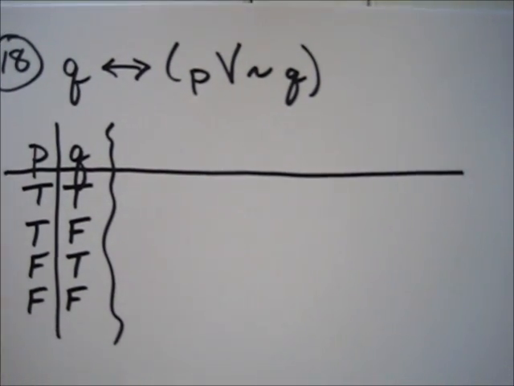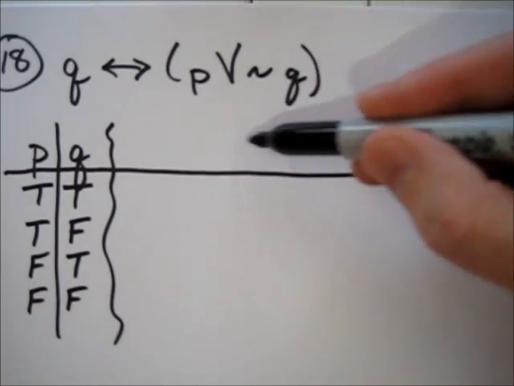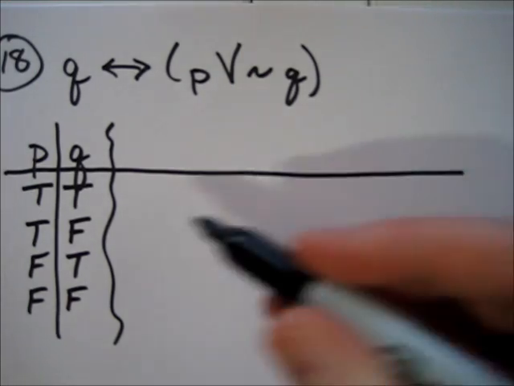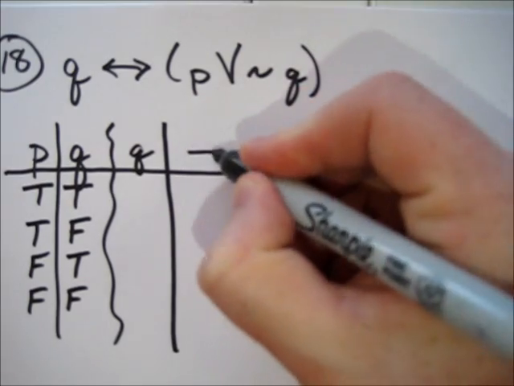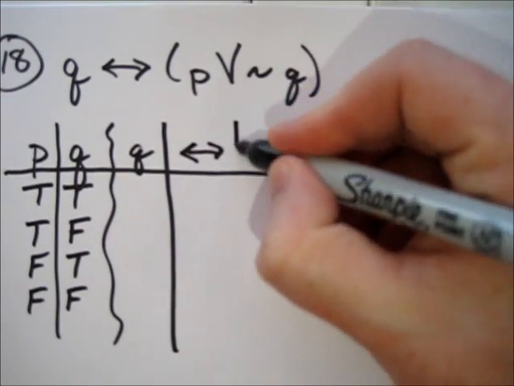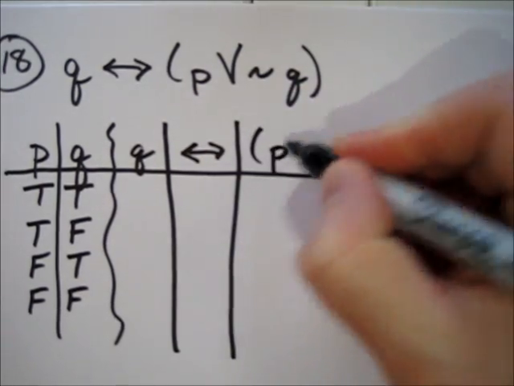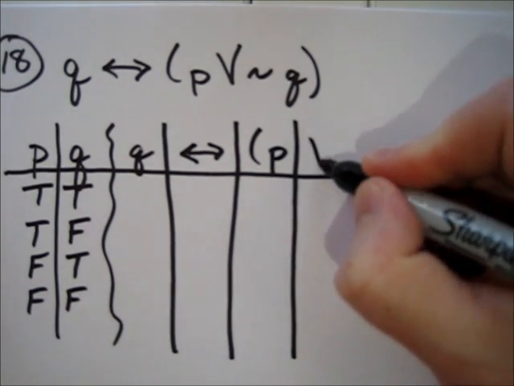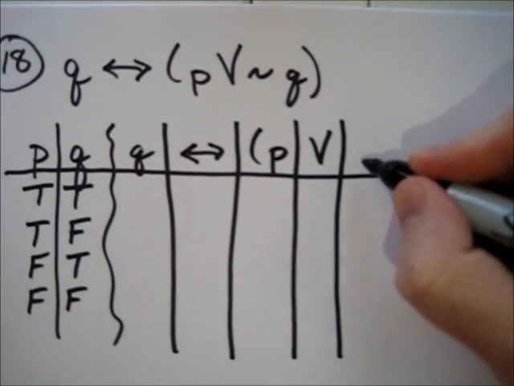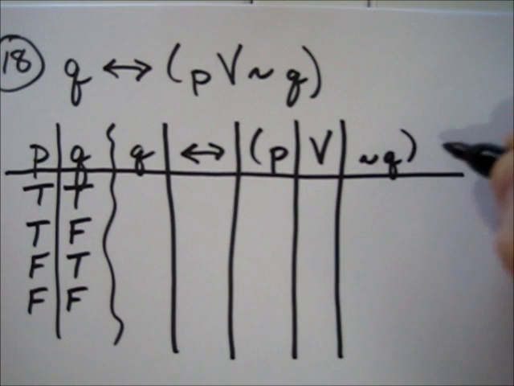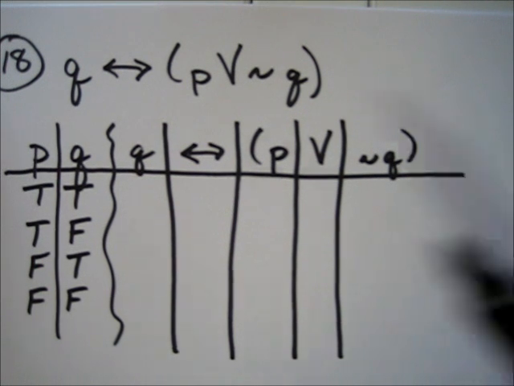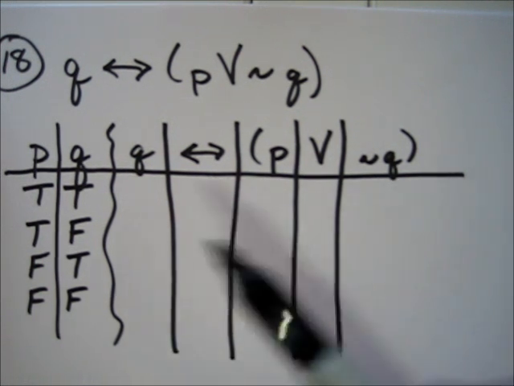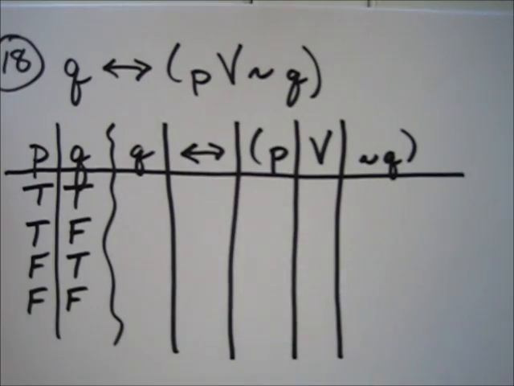So I like to begin by writing the statement across here and leaving columns where necessary. So we have Q, we have the biconditional, we have P, the disjunction, and then the negation of Q. And the first thing to do is to go through and fill in the columns that are simply P, Q, or the negation of either one.